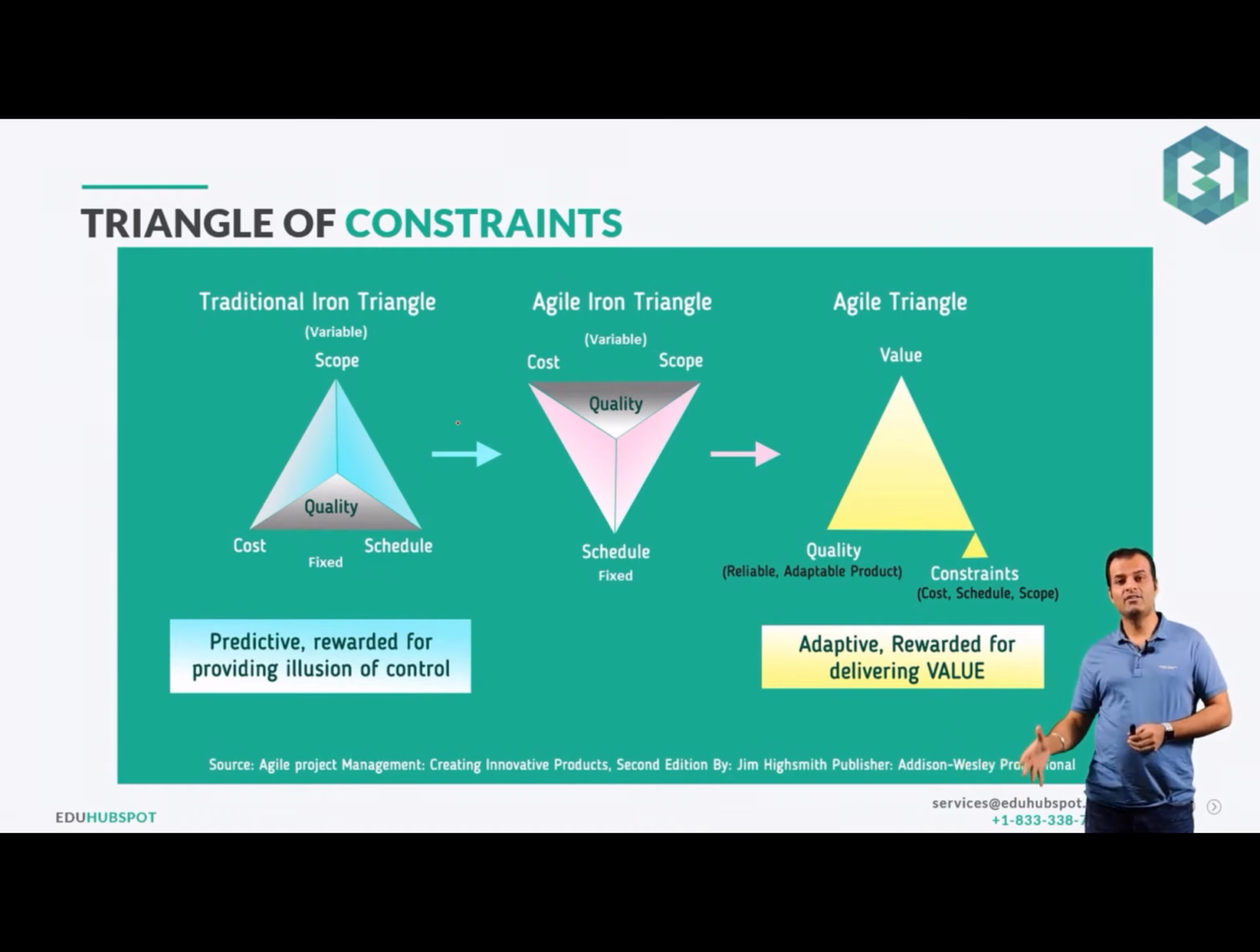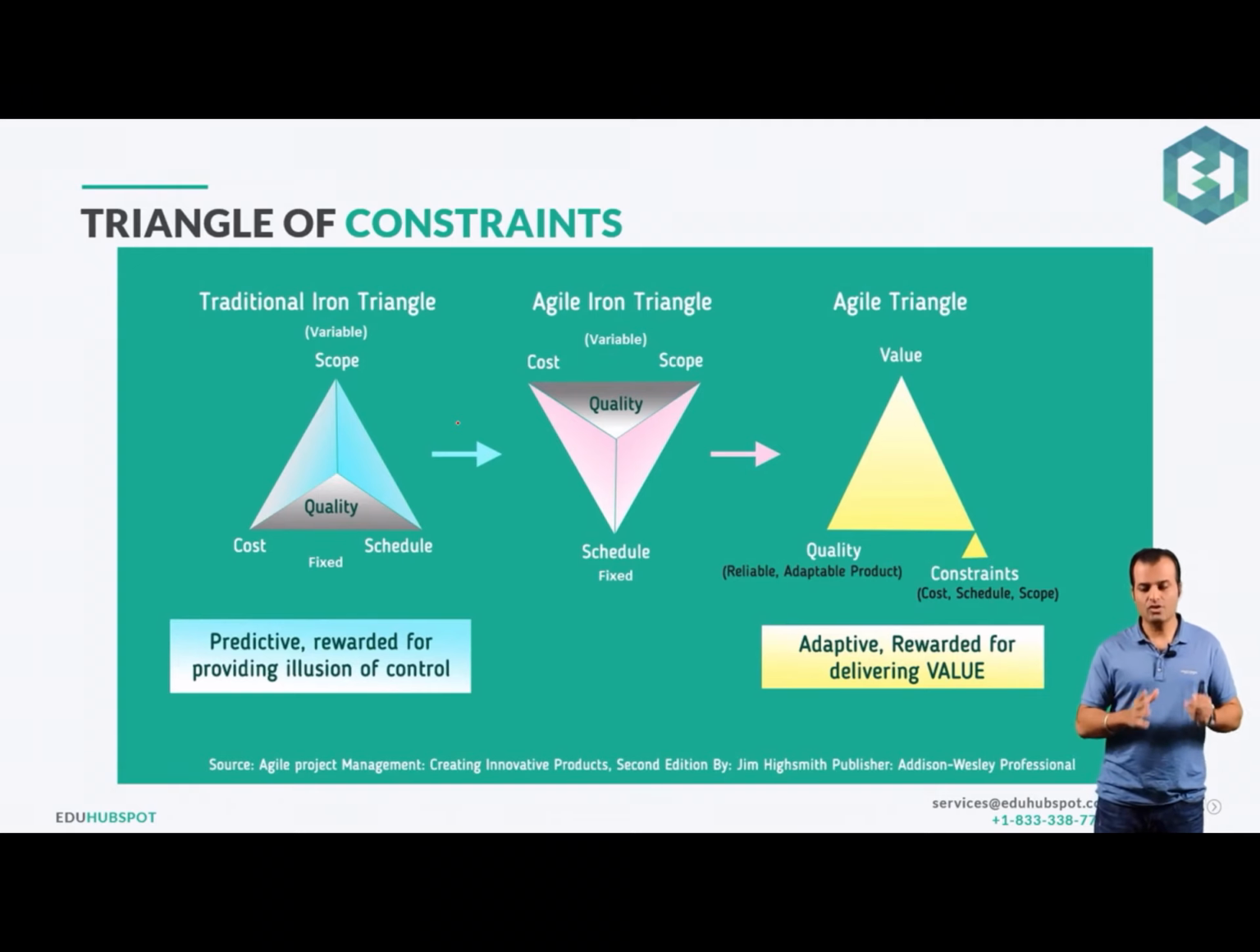In Agile, you still have scope, cost, schedule, but there is a little difference. What is that difference? In your traditional iron triangle, both cost and schedule were fixed. Typically, you plan for it upfront, and of course, typically scope is also kind of fixed. But still, you allow changes. It's not that you completely shut down the scope changes, so scope can be variable, but both cost and schedule are fixed. In Agile, only the schedule is fixed. Both cost and scope are variable.